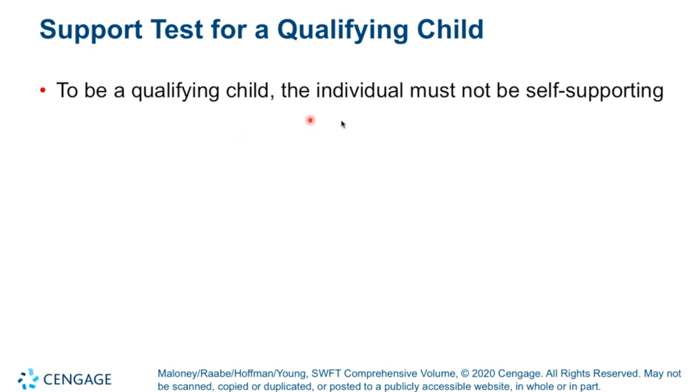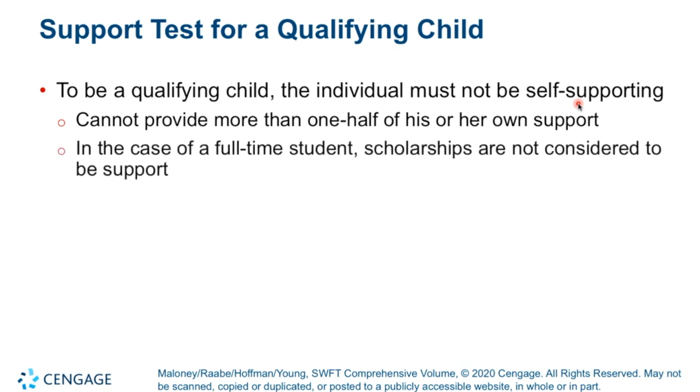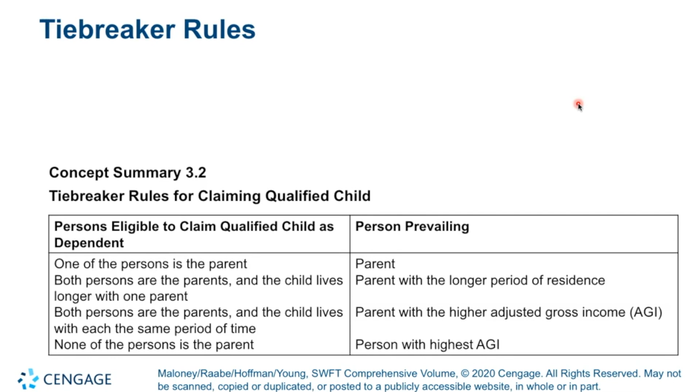To be a qualifying child, the individual must not be supporting themselves. This is the support test. If they provide more than half of their own support, then they can't qualify as someone's child. Typically, this will only happen if the child has trust funds. In the case of being a full-time student, scholarships are not support, which is a big one.